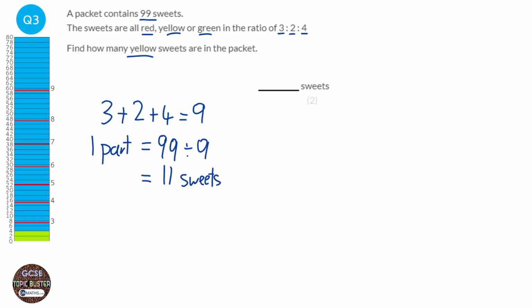We're asked to find out how many yellow sweets, and yellow is the middle one, so it's going to be the 2. So yellow has 2 piles of 11 sweets. 2 times 11 is going to be 22. So it's going to be 22 sweets.